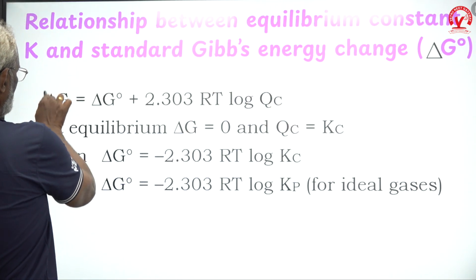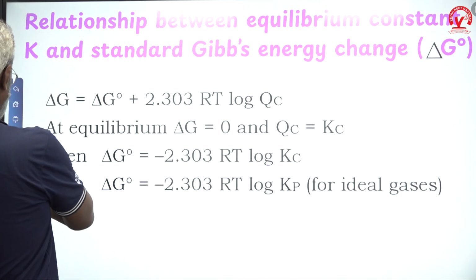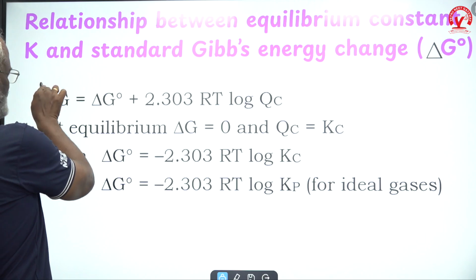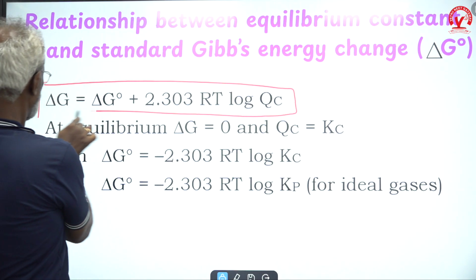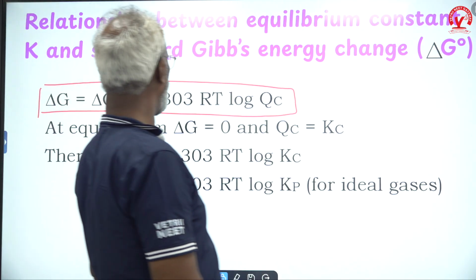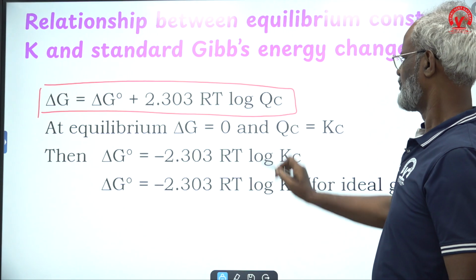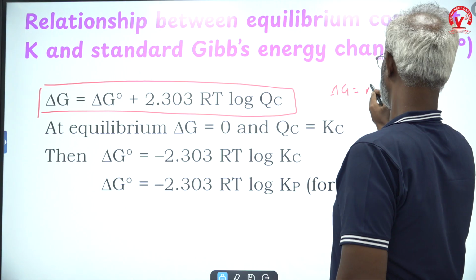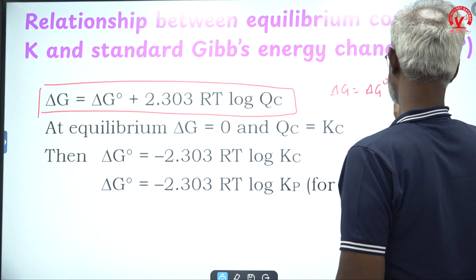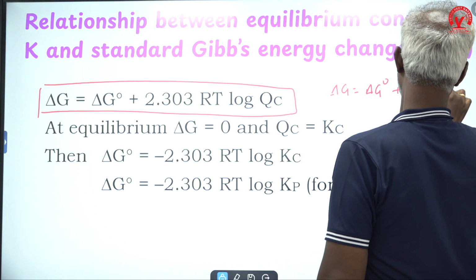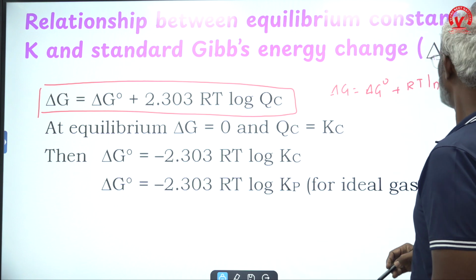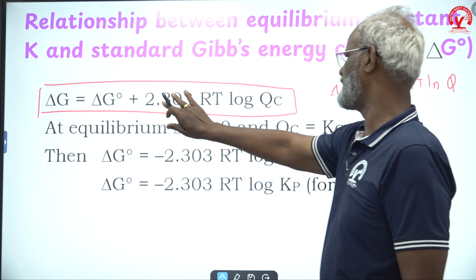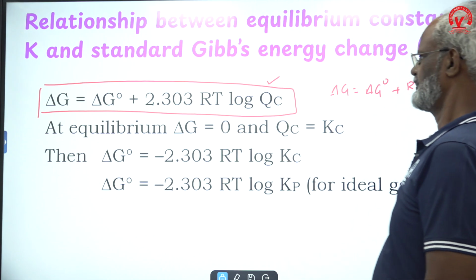So kindly note this equation. Delta G is equal to delta G naught plus 2.303 RT log Qc. So convert log into ln: delta G is equal to delta G naught plus RT ln Q. To convert ln Q to log Q, multiply by 2.303. So this is the equation.